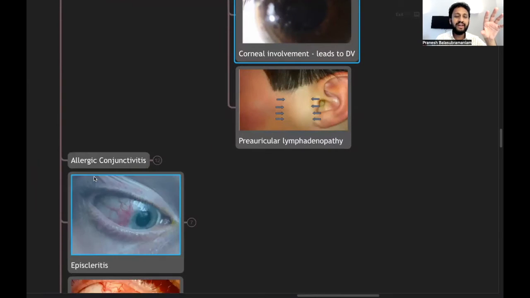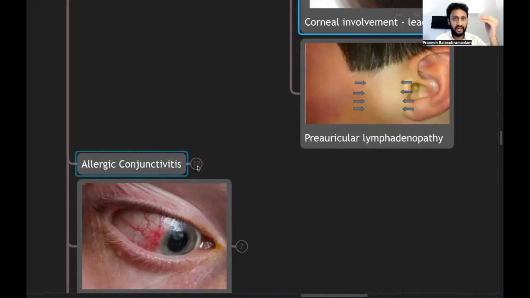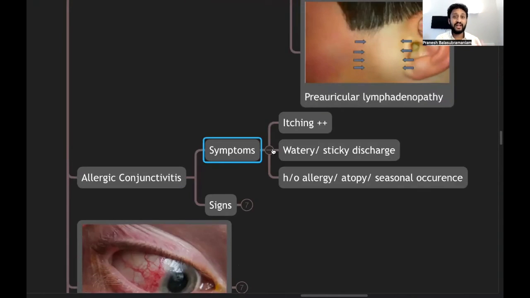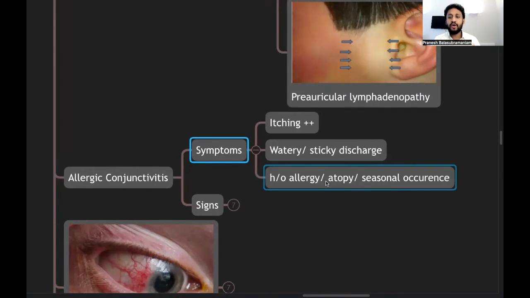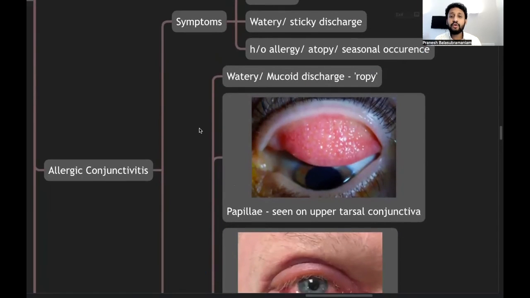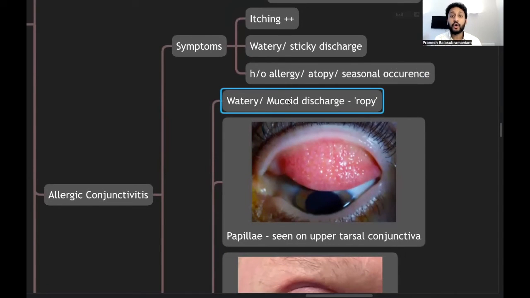Now let's move on to a very underrated area, allergic conjunctivitis. Always think of allergic conjunctivitis. They may not always present as an acute red eye, but they can be a chronic redness. The patient most often has itching. They will have a watery or sticky discharge with a history of allergy, atopy, asthma, or any seasonal occurrence. As far as signs are concerned, always look for a watery or mucoid, ropey discharge, like a sticky ropey discharge. The patient typically tells you about it in the morning.